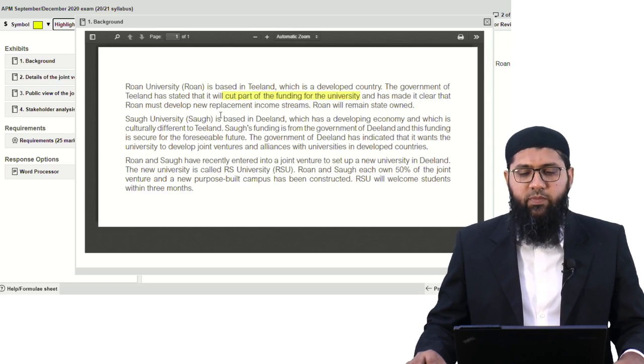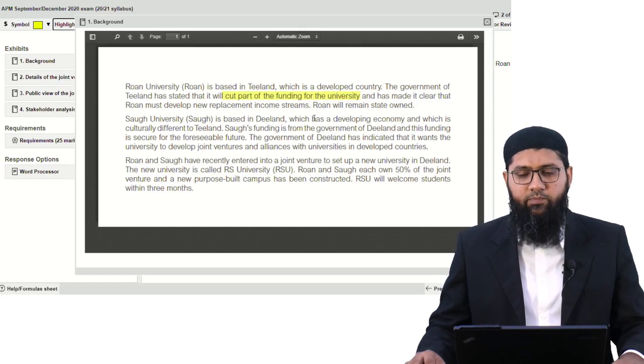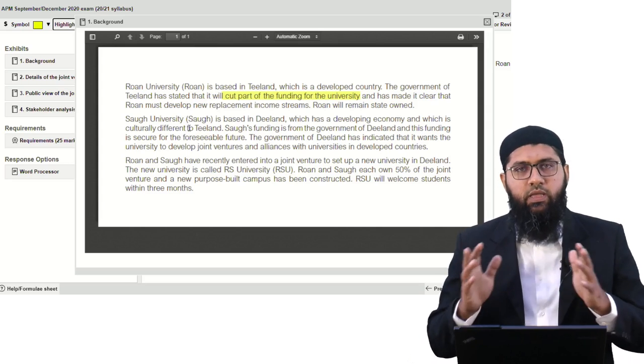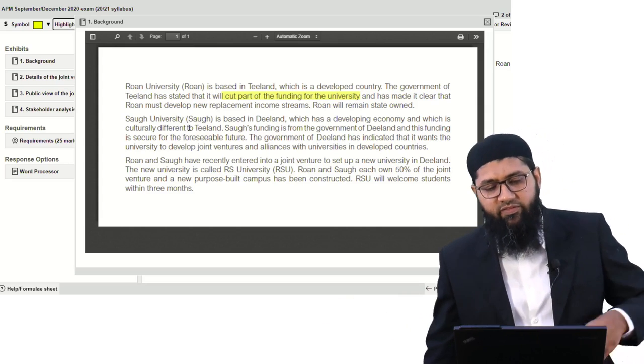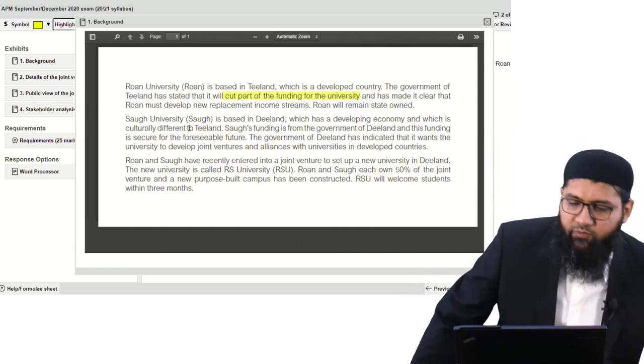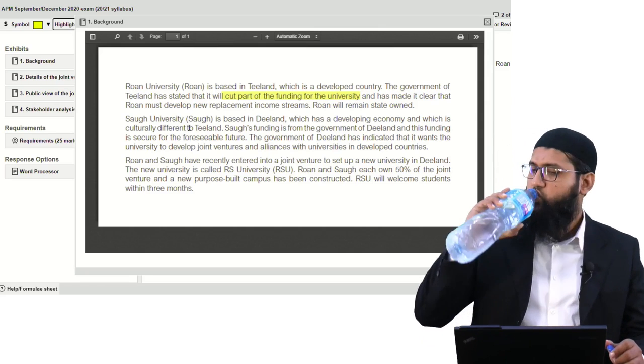Seoul University is based in D-Land. That's in another country, which is a developing economy and which is culturally different to T-Land. So there is a university based in another country that has a different type of cultural environment as compared to the cultural environment in your country.